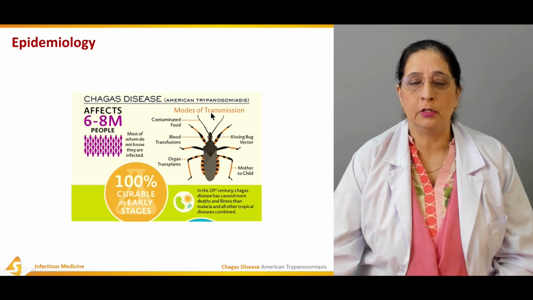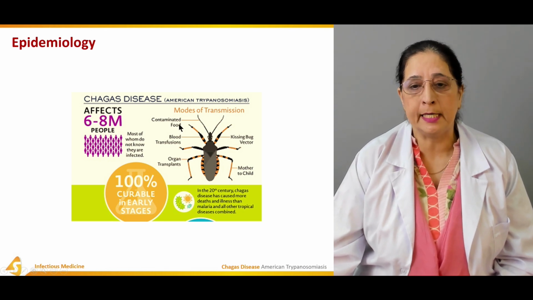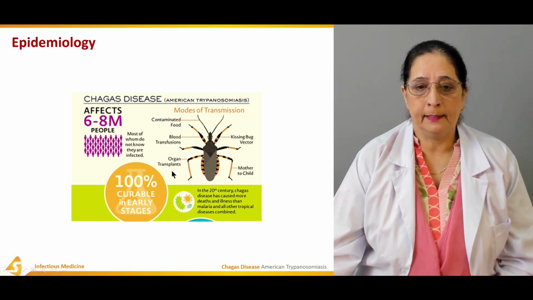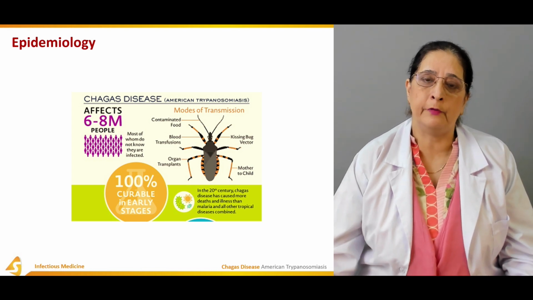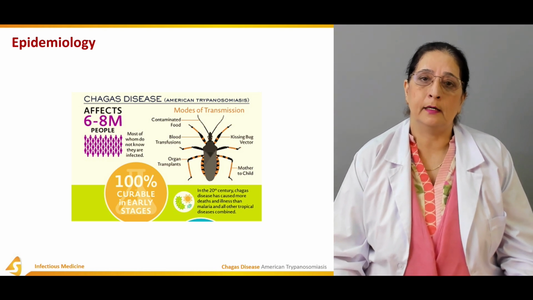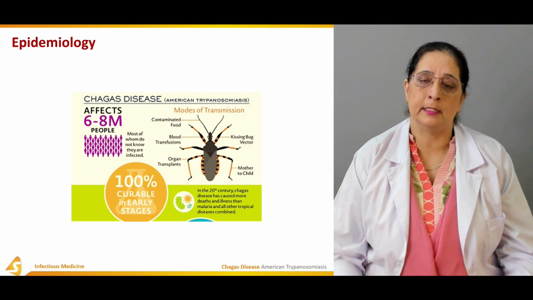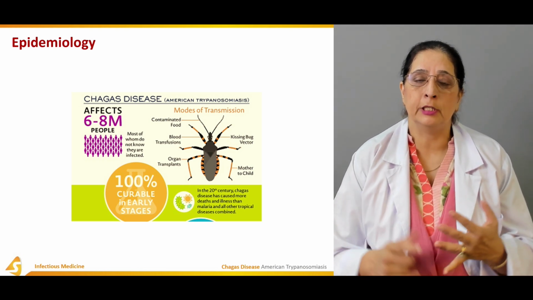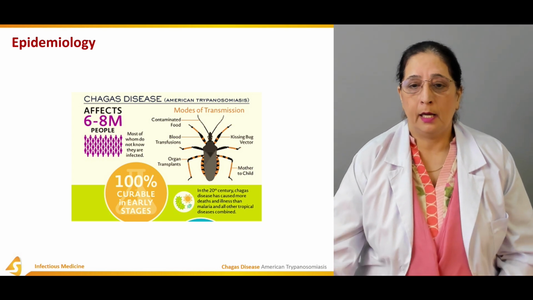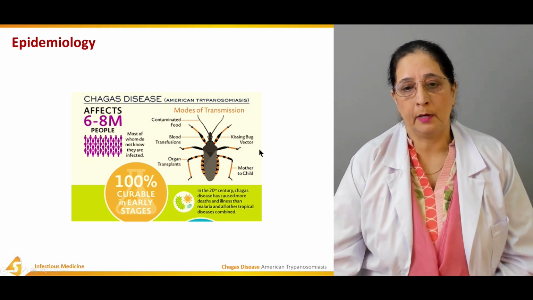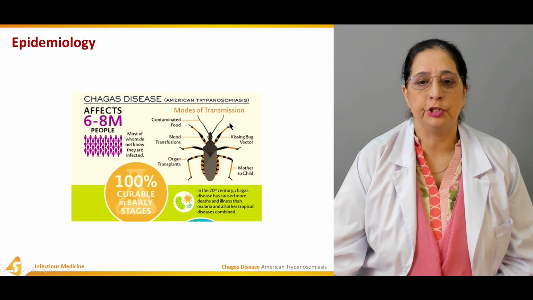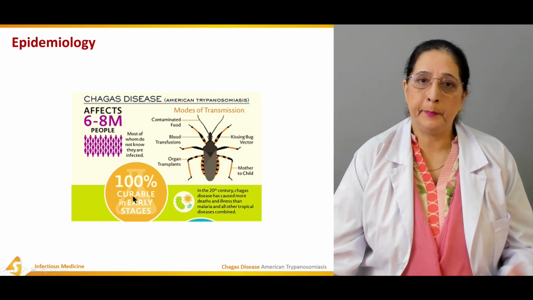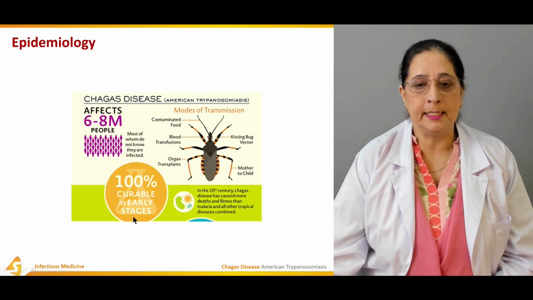Modes of transmission of the infection are through contaminated food, the kissing bug vector, mother to child, organ transplant, and blood transfusion. So all these are different ways by which Chagas disease can be transmitted: food contamination, blood transfusion, the kissing bug vector, and mother to child. It is 100% curable in the early stages.